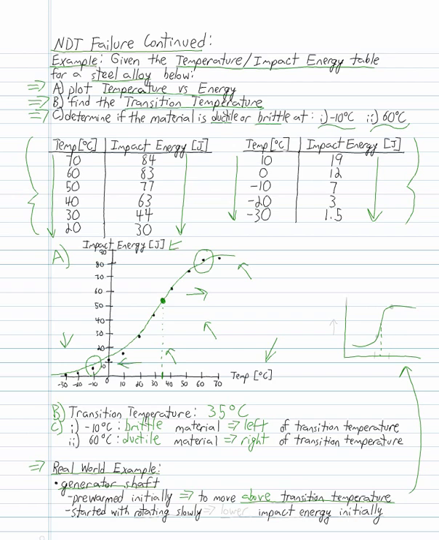That's our transition temperature. If we want to pre-warm it so we can move above the transition temperature, say the point was right here, but by pre-warming it, we could shift our temperature from this spot to this spot, which then goes ahead and gets us above it. We're now ductile, and this is better for our generator shaft. It won't fail quite as easily. It requires a much greater impact energy.